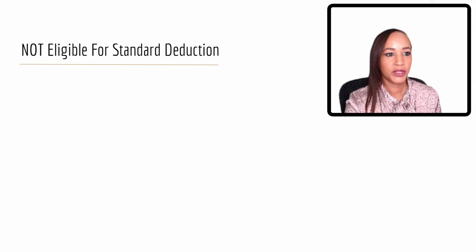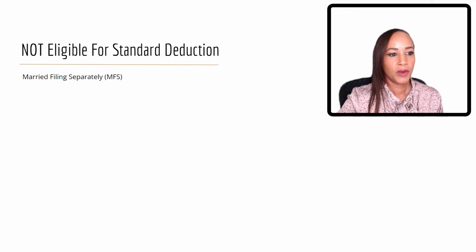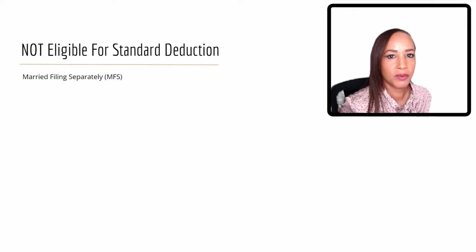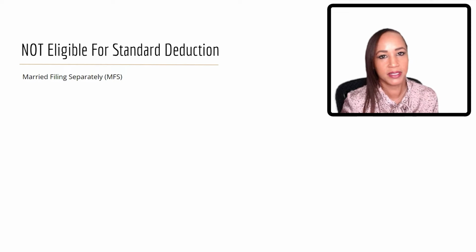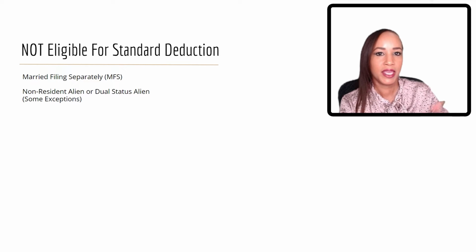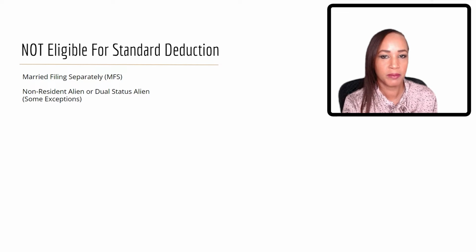So, when are you not eligible for the standard deduction? Well, one thing that you did not see in the standard deduction table is one filing status, married filing separately. You are not eligible for the standard deduction if you're married filing separately and your spouse is itemizing. Okay, you both are going to have to itemize in that case.